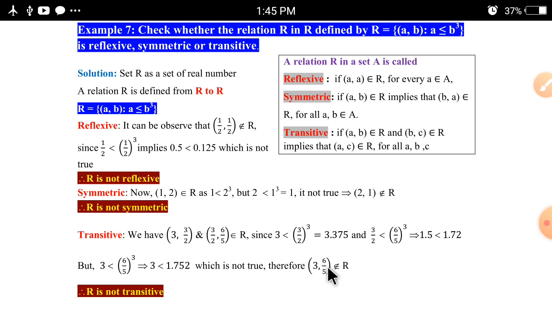It concludes that the defined relation does not satisfy the transitive property for all real values. So hence R is not transitive. In the given example, the relation is not reflexive, not symmetric, and not transitive.